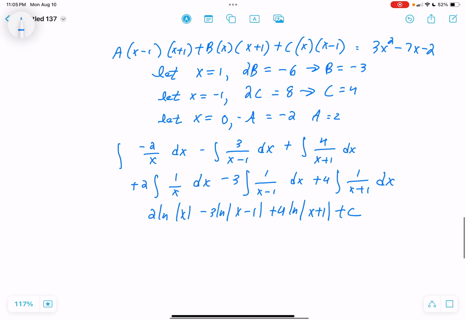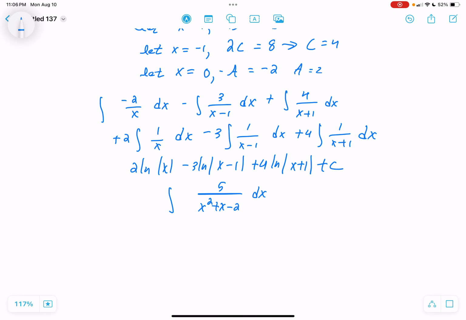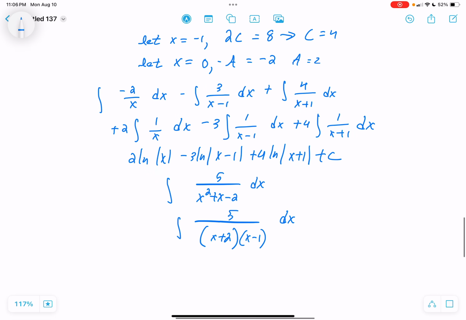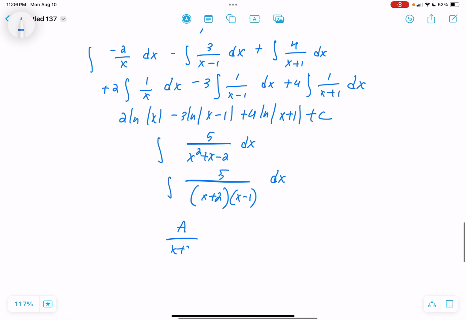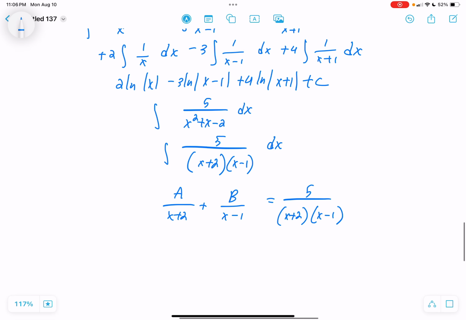So let's do one more example because these are long problems. Let's do the integral of 5 over x squared plus x minus 2 dx. All right. So I immediately know I can factor this. X plus 2 times x minus 1 dx. And I'm going to say a over x plus 2 plus b over x minus 1 equals 5 over x plus 2 times x minus 1. A times x minus 1 plus b times x plus 2 equals 5.